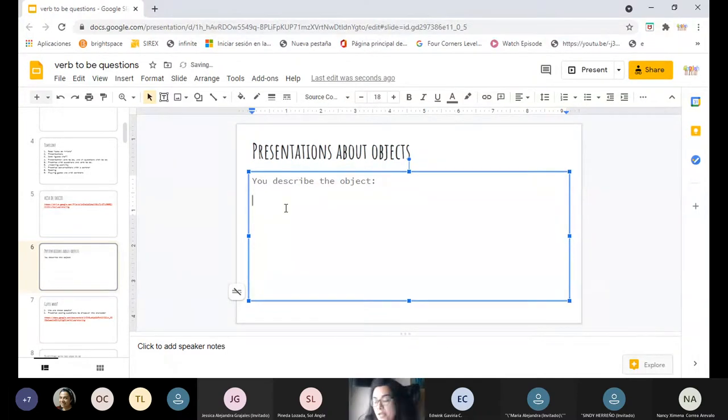And when you want to guess, cuando ustedes quieran adivinar, ¿cómo le van a preguntar a su compañero qué es? ¿Cómo le preguntamos? Supongamos que ya hicimos la descripción y ustedes ya tienen una idea de qué más o menos es. What is the question, guys? What is the question we use to ask for the object? Do you have any idea what could be the questions? Any volunteer?